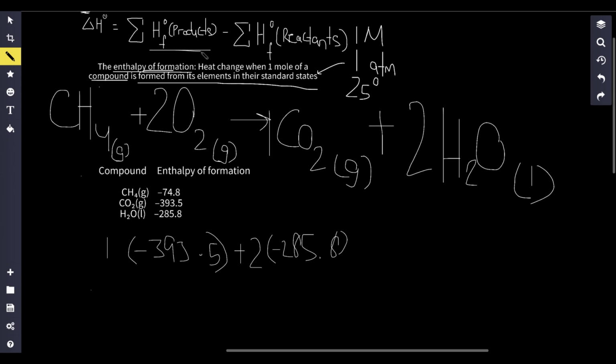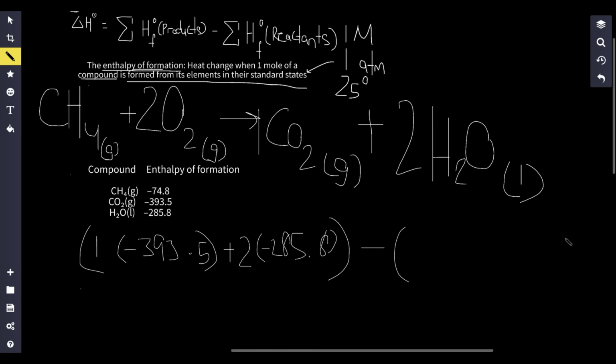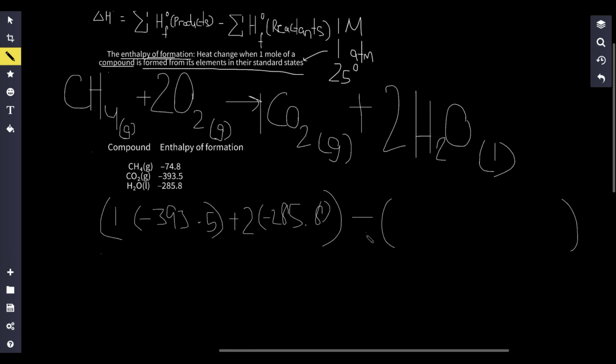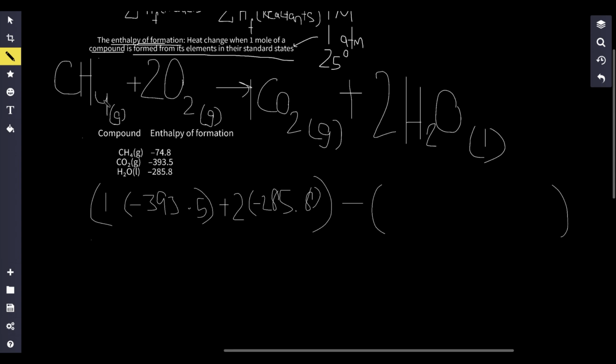Now we have the sum of the enthalpies of formation for our products. So what we're going to do now is subtract this by the sum of the enthalpies of formation for our reactants. So in this case, how much energy does it take to form CH4? Well, that's just going to be negative 74.8 kilojoules per mole.